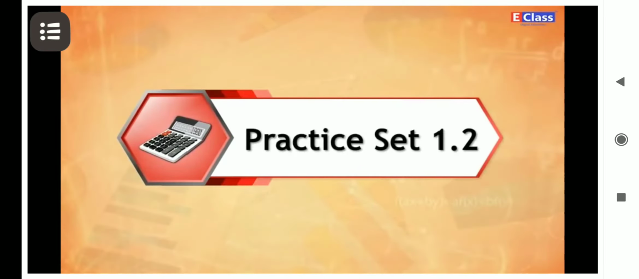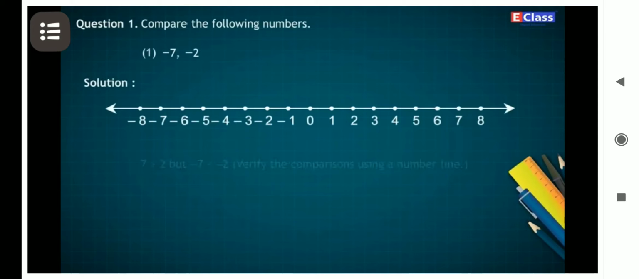Practice set 1.2. Question 1. Compare the following numbers. 1. Compare -7 and -2. Solution. 7 is greater than 2, but -7 is less than -2. Verify the comparisons using the number line shown on your screen.